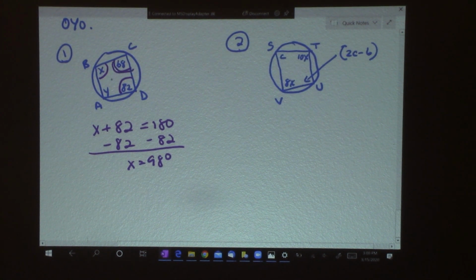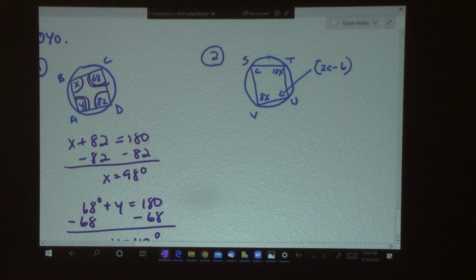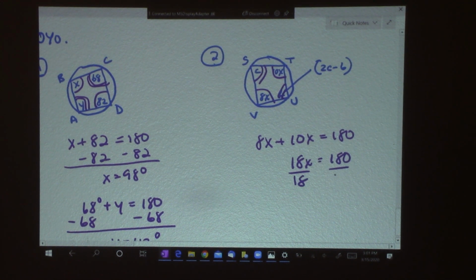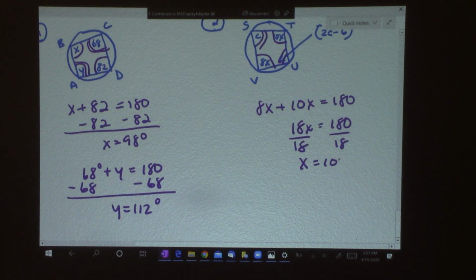And then these angles. So I have 68 plus y equals 180. And I get y equals 112. And then the other one, opposite angles are congruent. So I have 8x plus 10x equals 180. 18x equals 180. X is 10. And that's degrees.